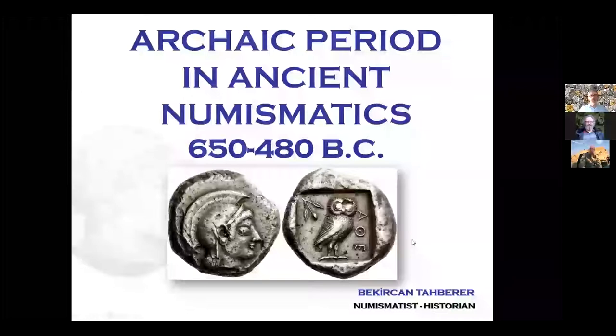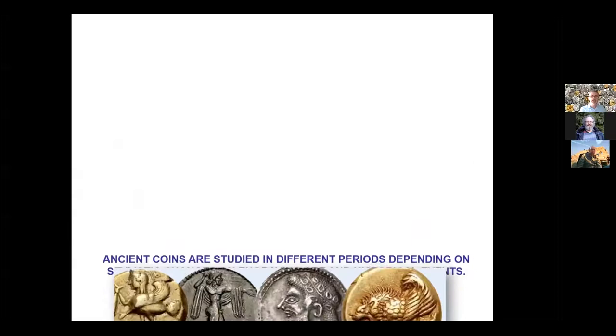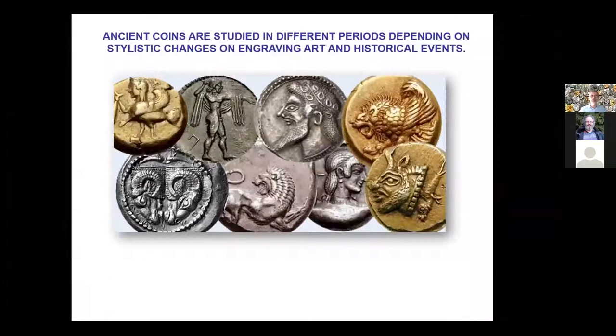This is the third talk of the series of seven presentations, Archaic Period in Ancient Numismatics, 650-480 BC. Ancient coins are studied in different periods depending on stylistic changes in engraving art and historical events.